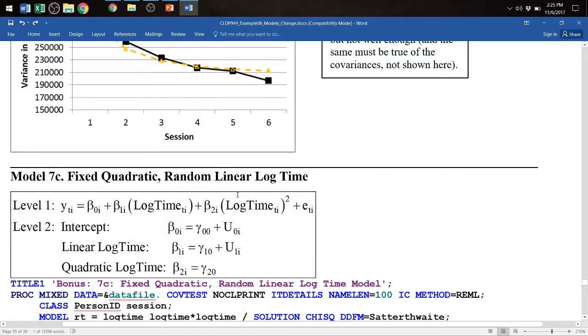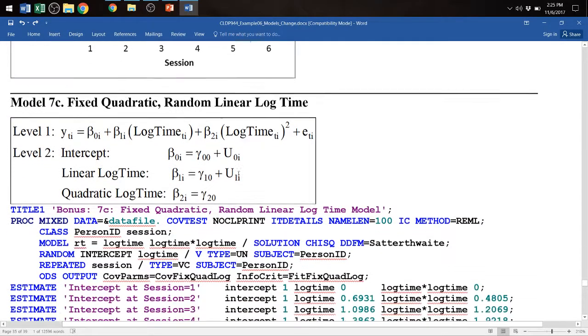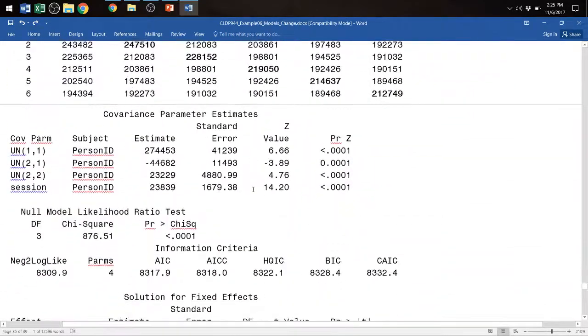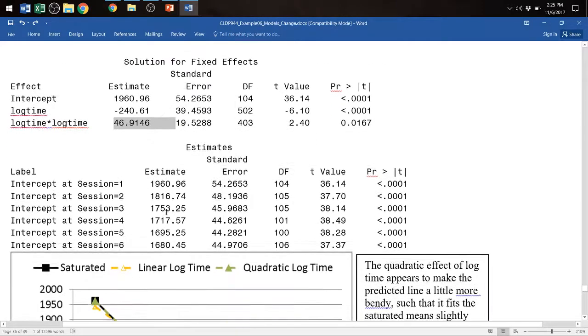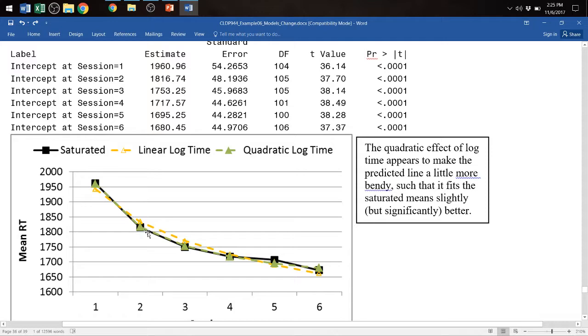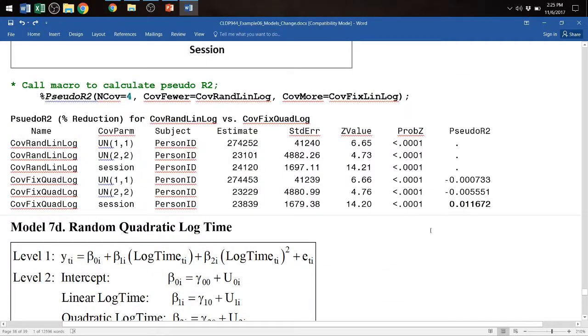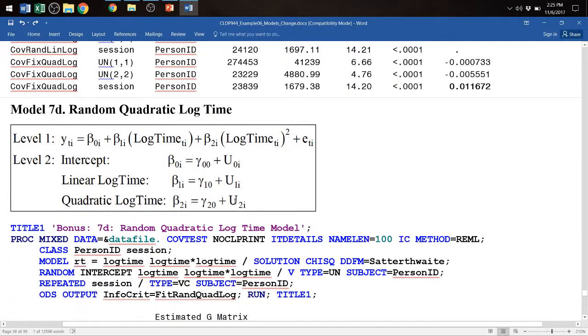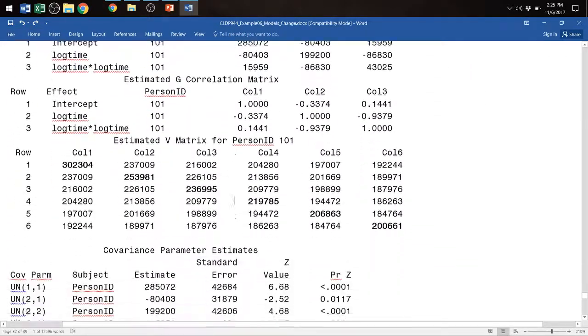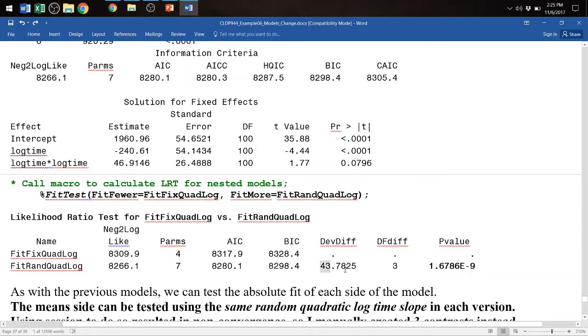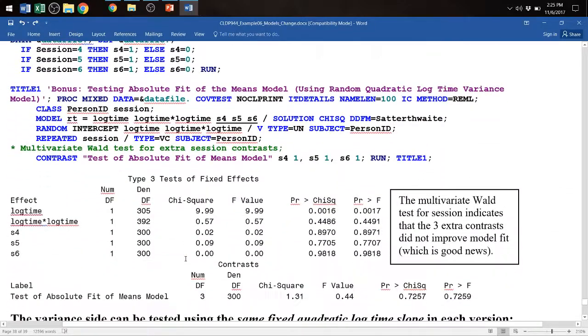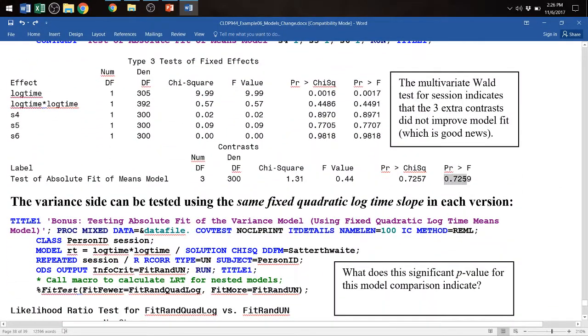So let's throw in quadratic log time. It's significant as a fixed effect, even though we already had absolute fit. So now it's the green line, which does an even better job. We have a random log time to try and approximate the variance side. -2 log likelihood comparison, and voila, it's significant. Test of absolute fit, non-significant. We win.